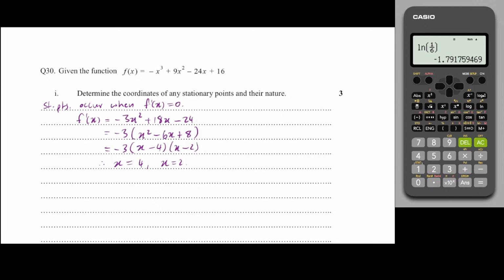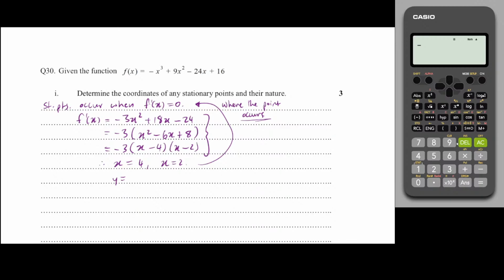Now we're asked for stationary points. So at x is equal to 4, y is going to be equal to something gross. Let's work it out. We're substituting this into your regular equation, because we're looking for the points on the graph. Remember, this is the derivative. This is telling us what the gradient's doing at those points. Whereas if we're looking for where the point occurs, we want to substitute it back into the original function.